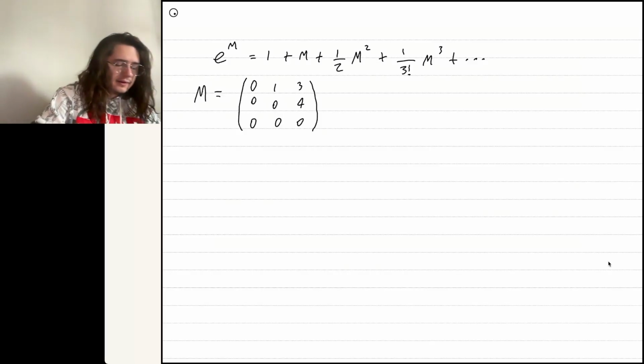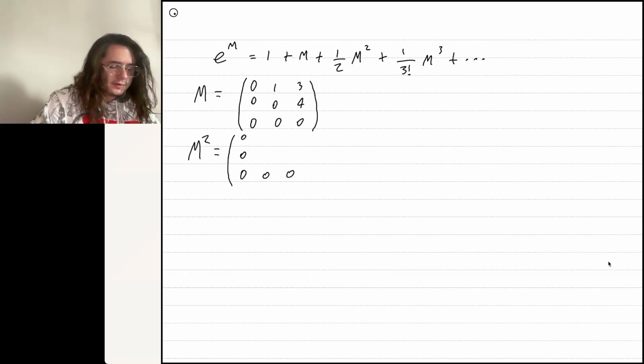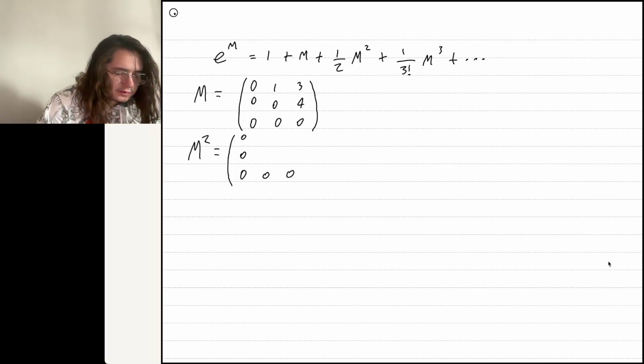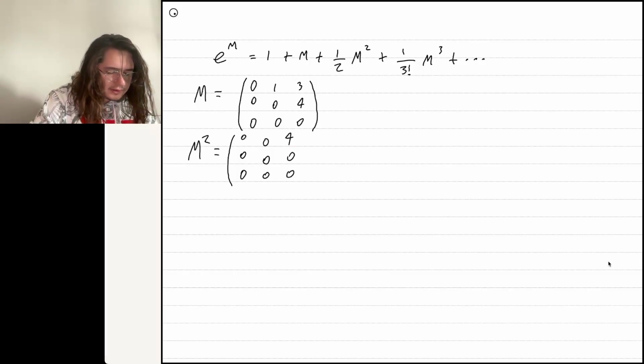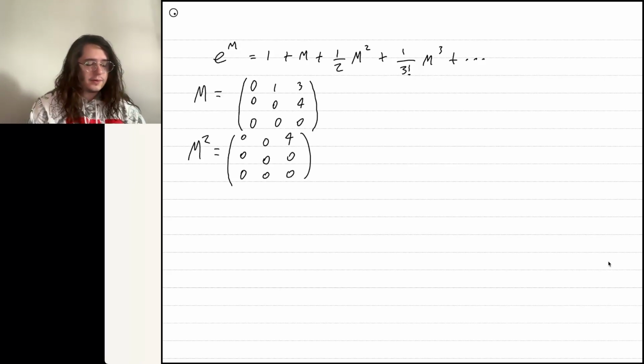I can multiply this matrix by itself a couple of times. So M squared is looking like... I can tell you that the bottom row is all zeros and the first column is all zeros because that's what the original matrix looks like. But then 0, 1, 3, this is 0, and also 0 here. And then this is actually 4, right? But then this is 0. So M squared is a bunch of zeros with a 4 in the top right corner.